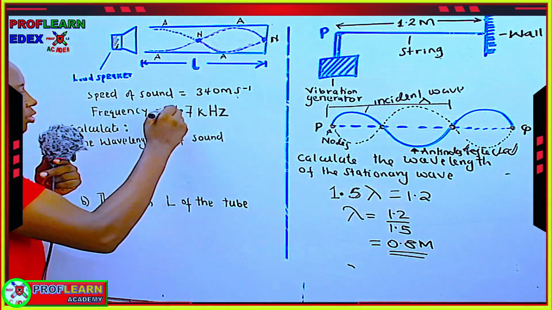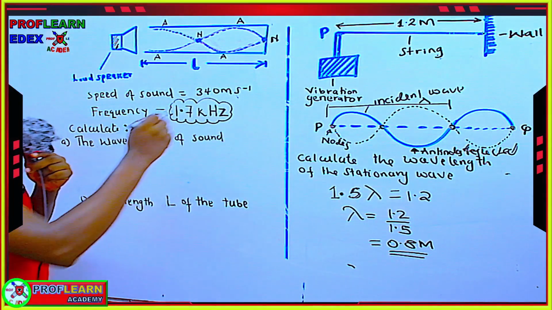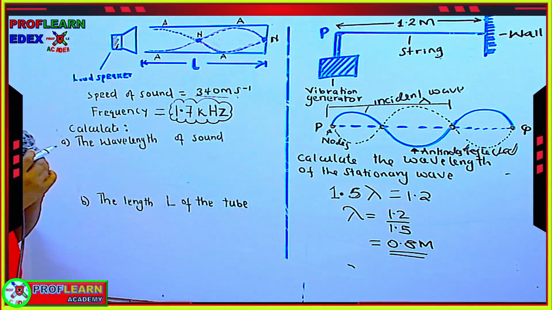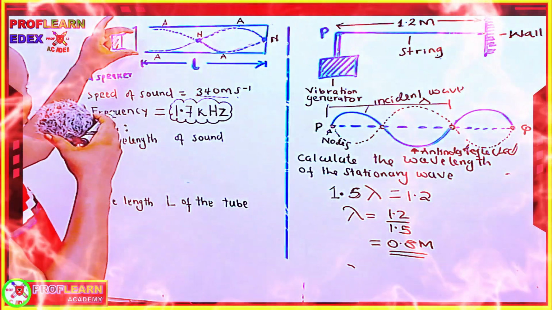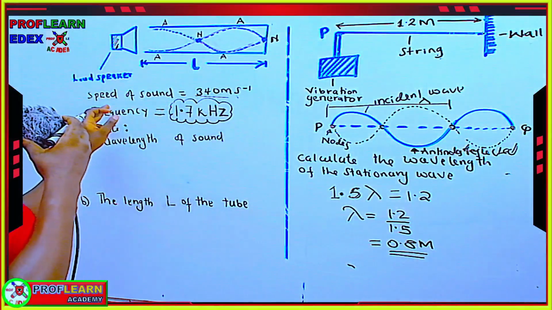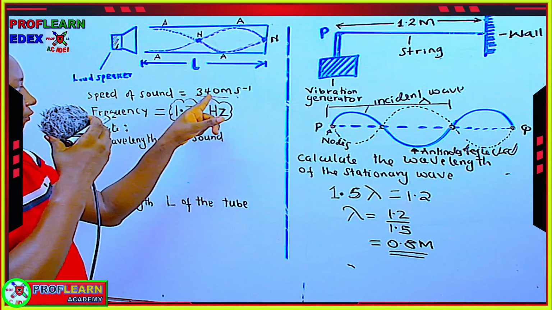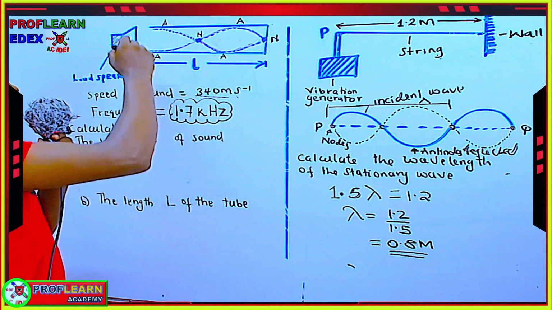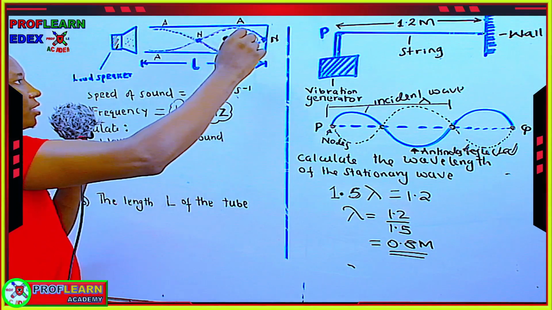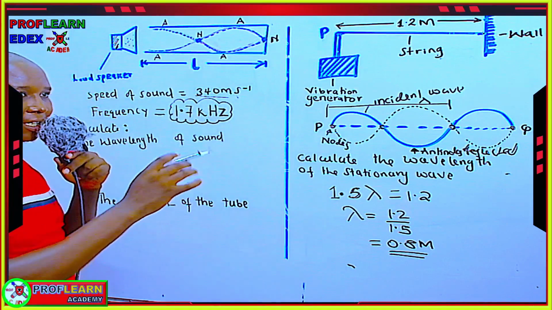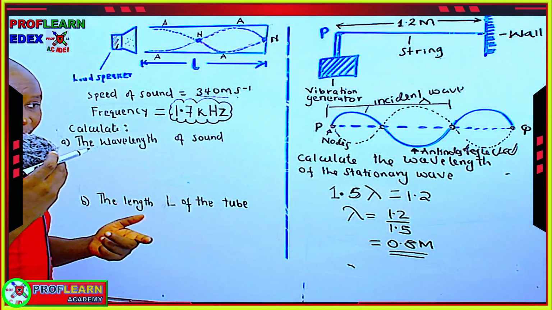Remember, in this question, we are told that the frequency of this sound is 1.7 kilohertz, and this sound travels at 340 meters per second through air. So we're going to say the speed of sound through this tube is 340 meters per second. The sound is being produced by this loudspeaker, and then travels. Upon reaching this point, it is reflected back, and then superposition takes place for us to have a stationary wave.